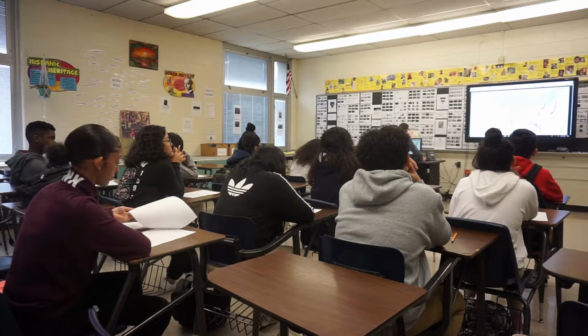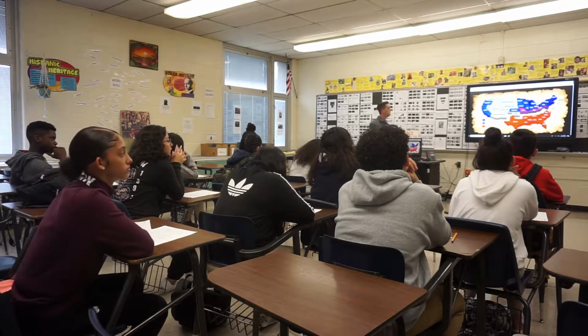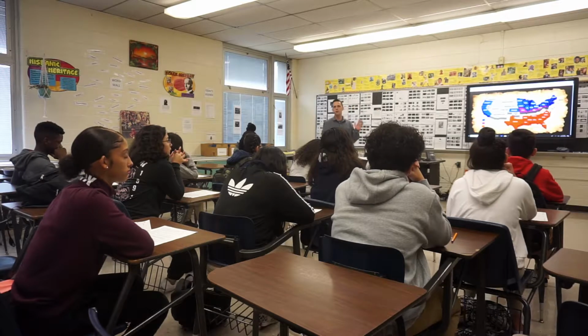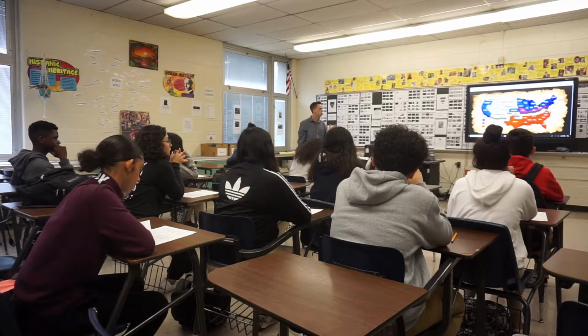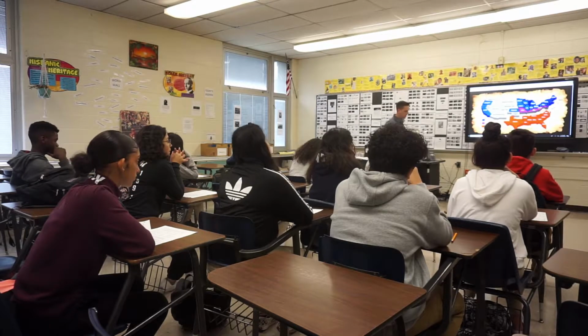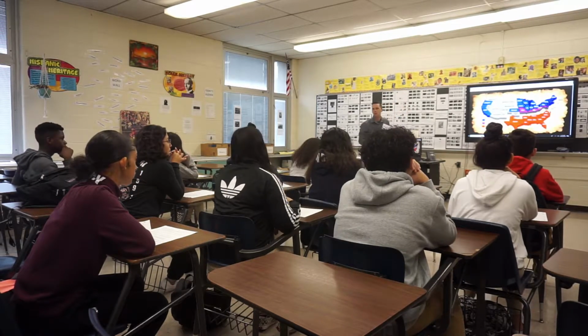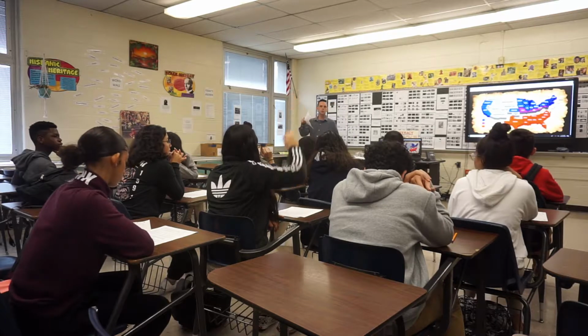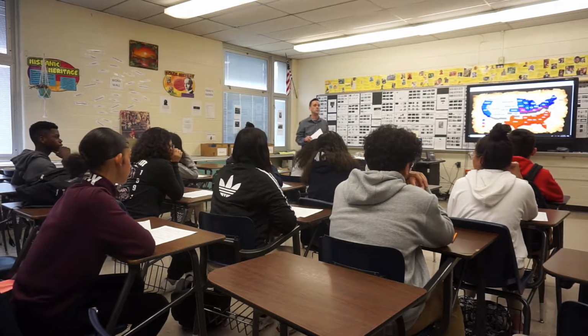All right, so the first picture that we actually have is right here. This is the map of the United States during the Civil War time, all right? So can anybody give me the name of the two sides that were fighting during the Civil War time? The North and the South. Right, so the North and the South.